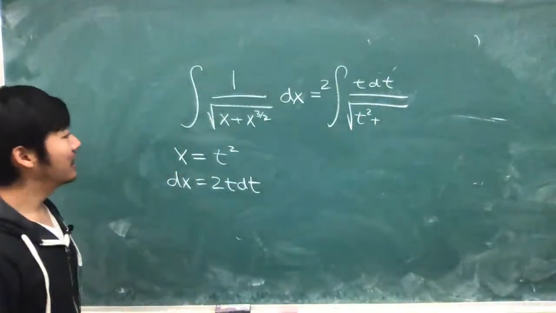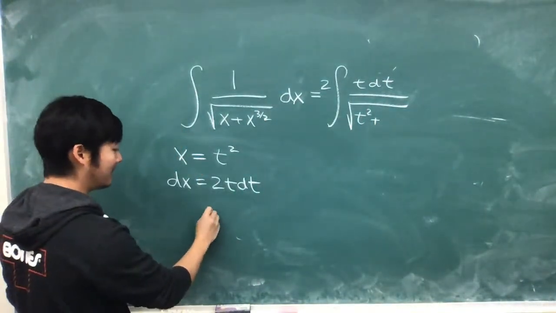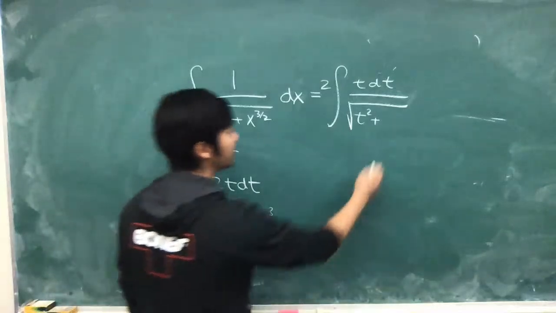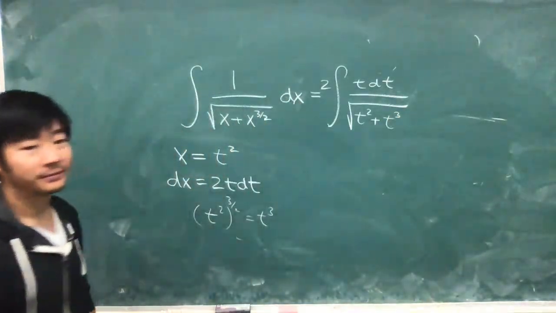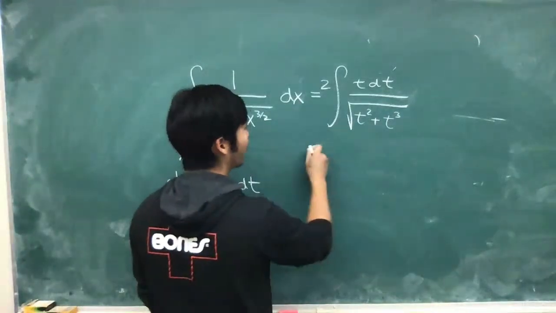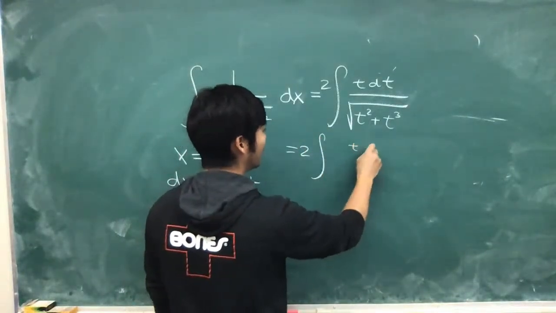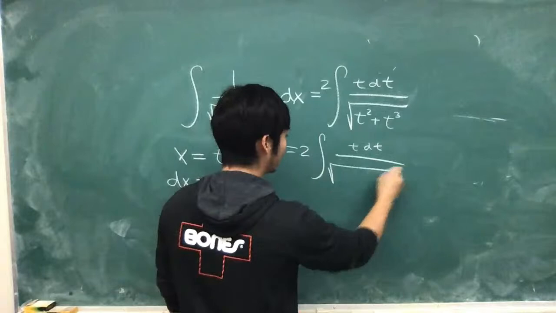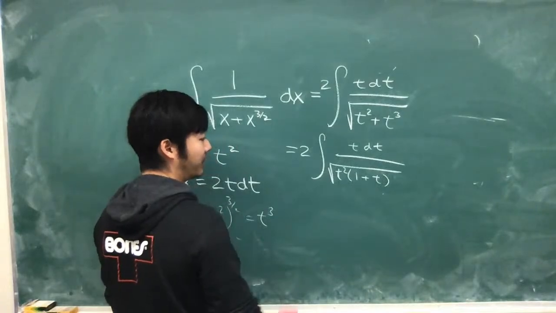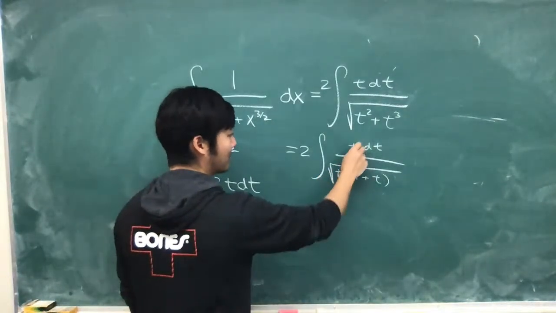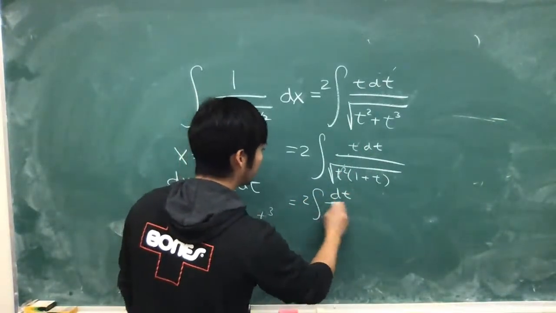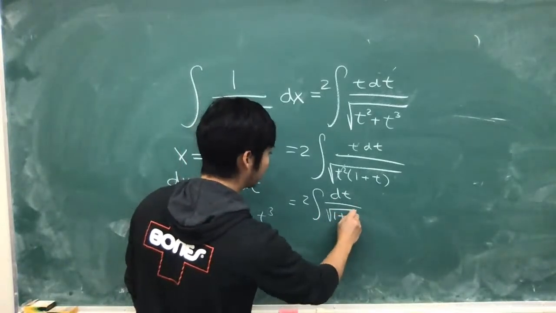plus this is going to be what? t squared and then 3 over 2. So that's t cubed. So you get t cubed here. Okay? So you can factor out a t squared from down here. So you have t dt over square root of t squared times 1 plus t. But then when you split the square root, this cancels with this. So you actually just have 2 times dt over square root of 1 plus t.